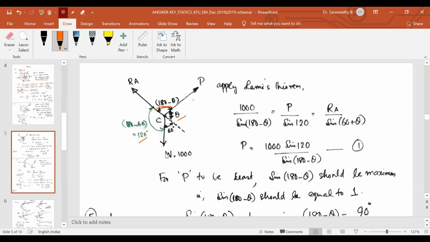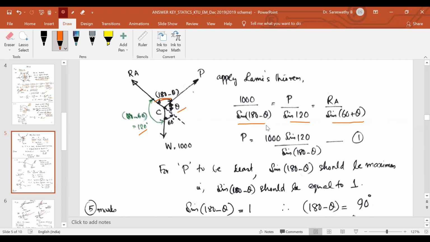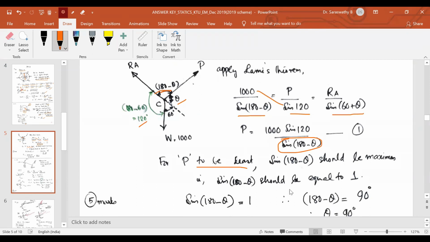Easily apply Lami's theorem: 1000 by sine of 180 minus theta equals P divided by sine 120, equals RA divided by sine of this angle, 60 plus theta. Force divided by sine of the angle between the other two. From this, consider the first two. P is equal to 1000 into sine 120 divided by sine of 180 minus theta. Our question is to find the least value of P. So if P has to be least, the denominator should be maximum. That is sine of 180 minus theta, the maximum value is 1.